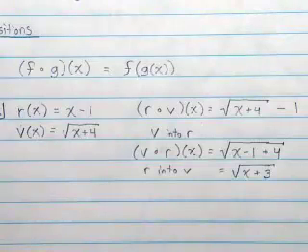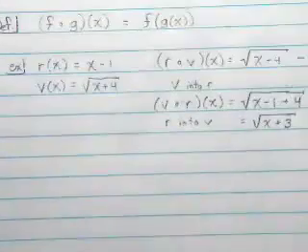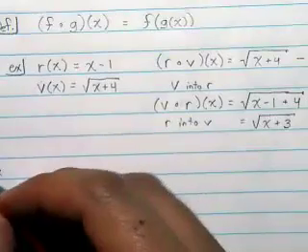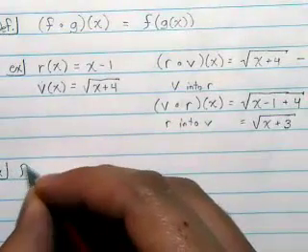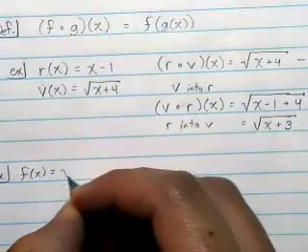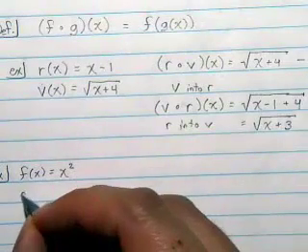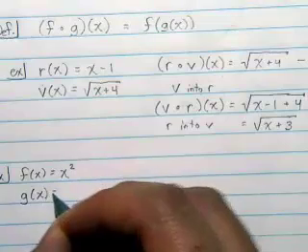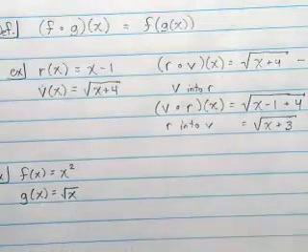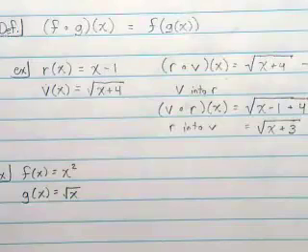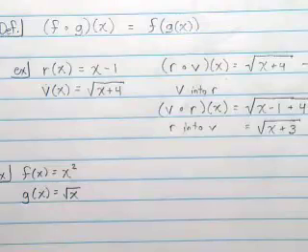Let's take a look at some compositions and start talking about domain with them a little bit. So, here's a classic one. Let's say f of x is x squared, and g of x is the square root of x. Okay. Now, we're going to think about the domain of these once we're done.